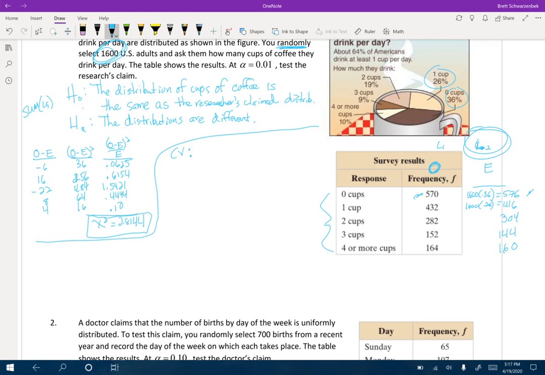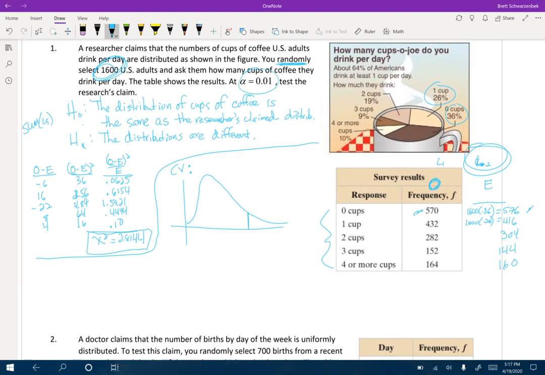So if we run the critical value test, we're going to draw an obviously right skew distribution. We need to find the critical value. So what are we looking for? In this test, alpha is 0.01. So we're looking for the chi-square sub 0.01 value at degrees of freedom equal to what? Well, it's always going to be categories. So there's 5 categories minus 1. So we're looking for 4 degrees of freedom.